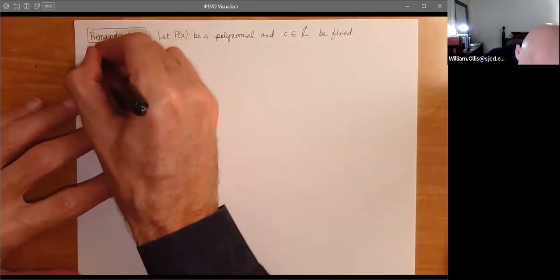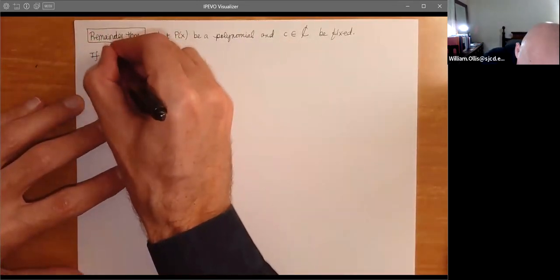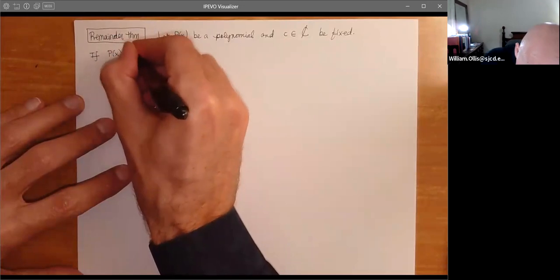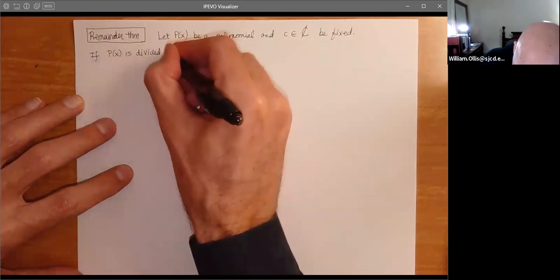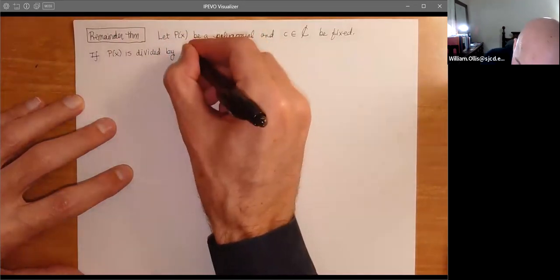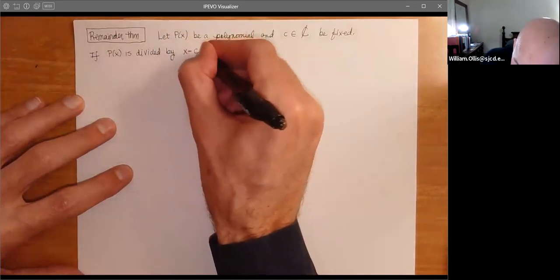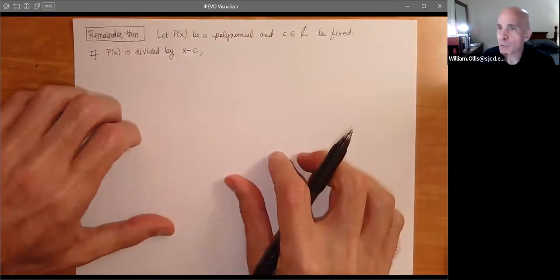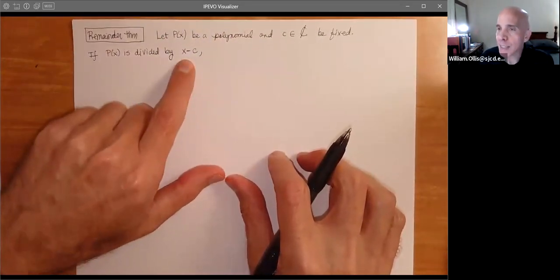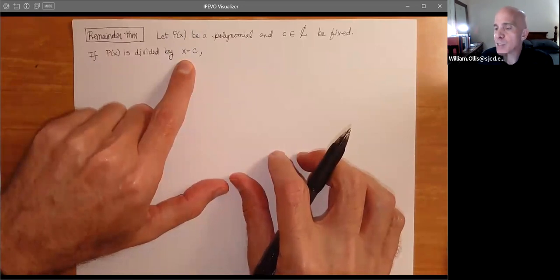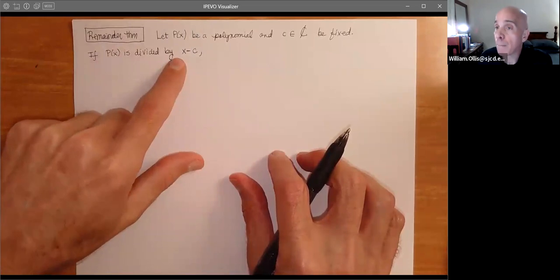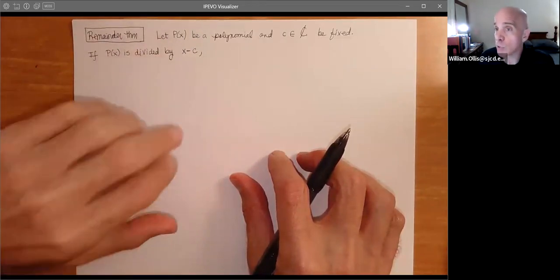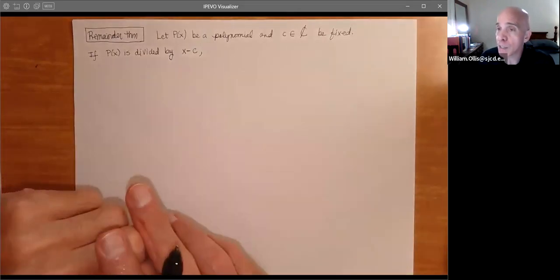If P of X is divided, this is where the x minus c comes in, divided by the polynomial x minus c. That's what I was saying before. X minus c, well, tell me about that. That's a polynomial of degree 1, and it's also what? Monic. The leading coefficient is 1. I've already talked about that when you complete the square. You should know how to complete the square.